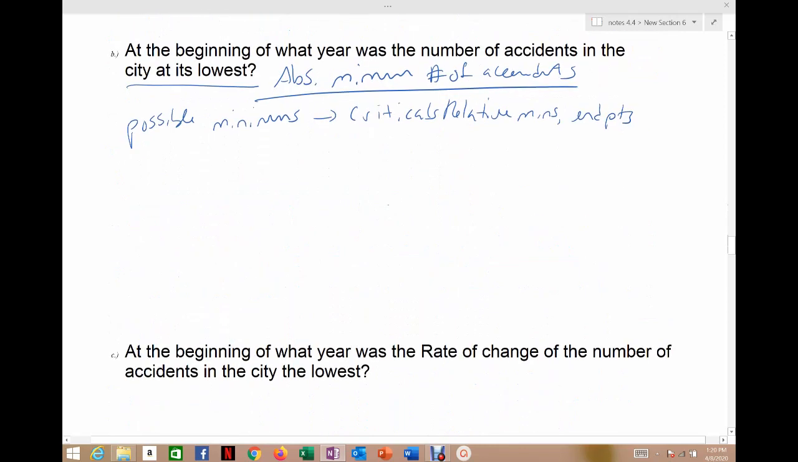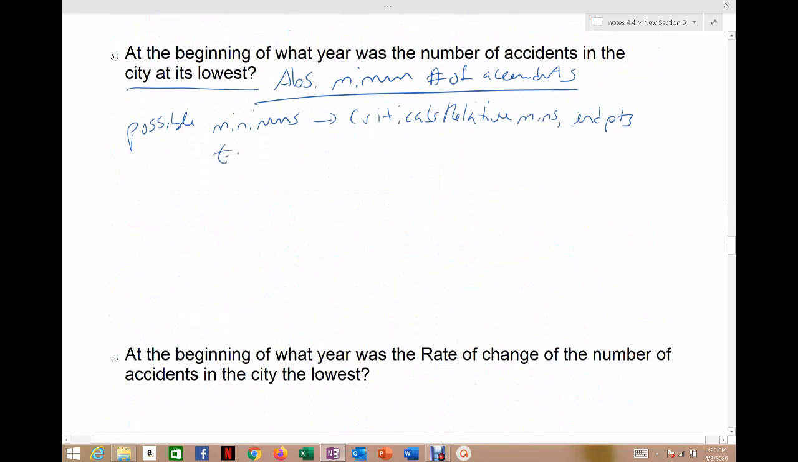All right, so I'm going to write those down. My possible minimums are at the critical value 2 or the critical value 8. One of those is the smallest, right? And I just have to figure out which one. Well, I find the area up to 2, so I find my number of accidents between 0 and 2, and compare it to the number of accidents at time 8.